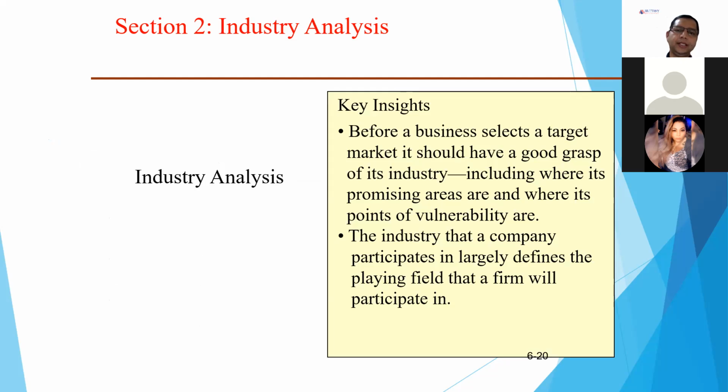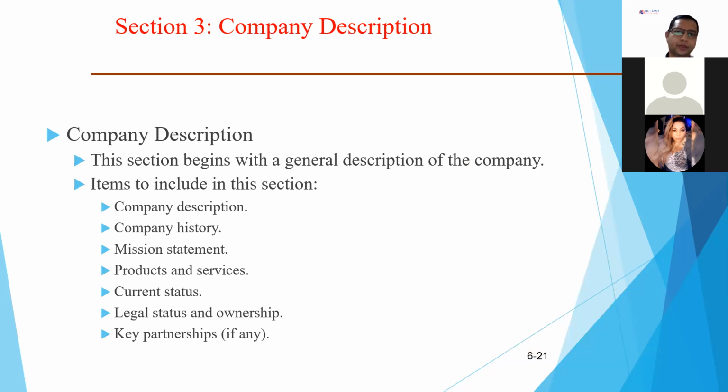So basically, your industry analysis will select a target market. It should show a good grasp of the industry, including where the promising areas are. Perhaps you might mention the location, where the points of vulnerability are, what the weaknesses are. The industry that a company participates in largely defines the playing field that the firm will participate in. Who are the competitors? You should put that in here. So that is section number 2.